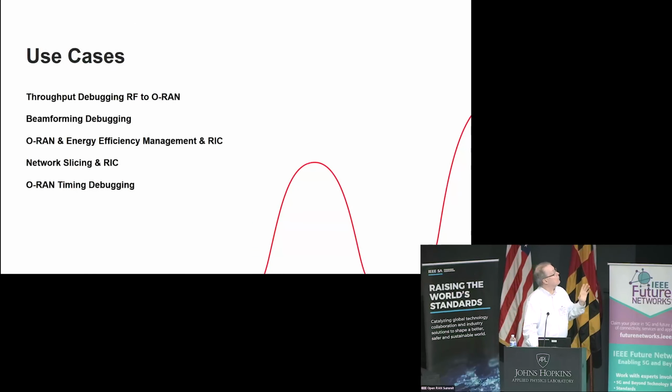Okay, so that being said, now we're going to look quickly at 5 different use cases. First, throughput: debugging throughput from RF through O-RAN, looking to see what performance looks like there. We're going to look at beamforming debugging, both in the context of the RU and also at scale for multi-user MIMO and massive MIMO. Then we'll look at O-RAN energy efficiency management and how the RIC factors into that. And then we're going to look at network slicing performance and how the RIC factors into that. And then finally, we'll take a look at O-RAN timing.